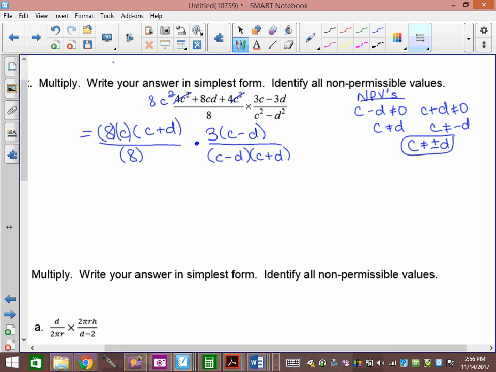Now, because we saved our NPVs, our last step is to cancel. So the c minus d's can go. The c plus d's can go. So if it's overwhelming for you to do all the numbers at once, multiply across now and reduce after. 8 times c times 3 is 24c over 8. What can you reduce that to? Take an 8 out, get a 1. Take an 8 out, get a 3. So you're left with 3c.